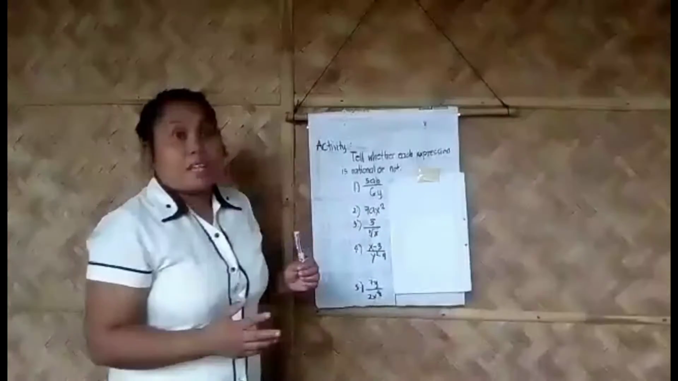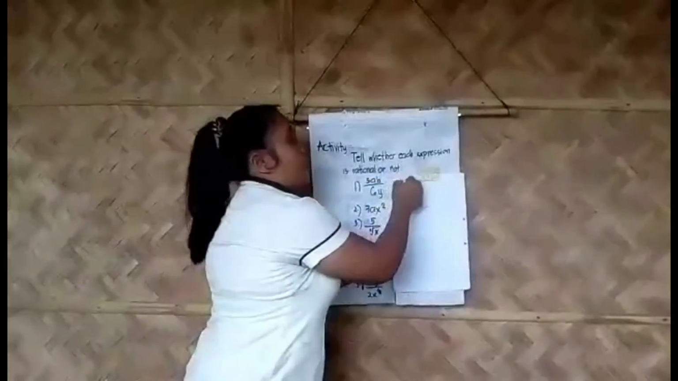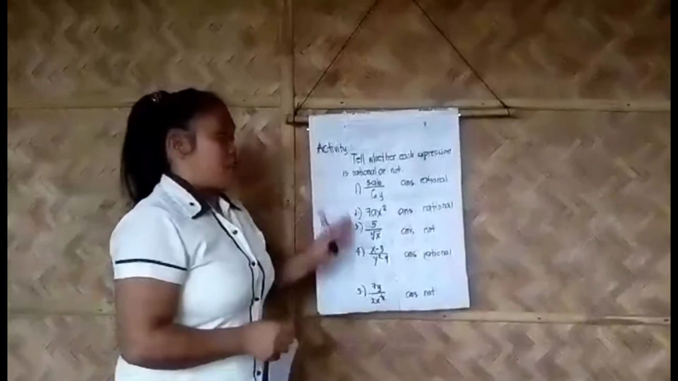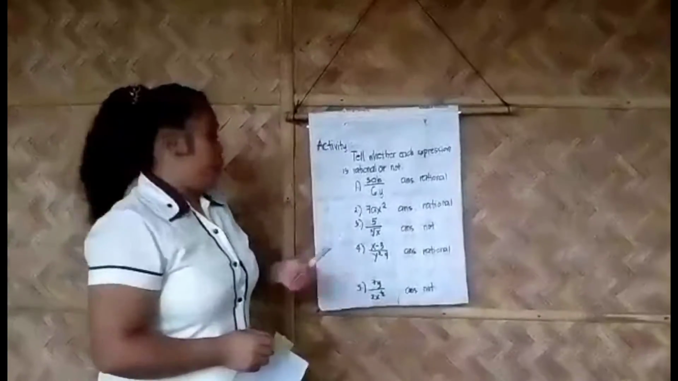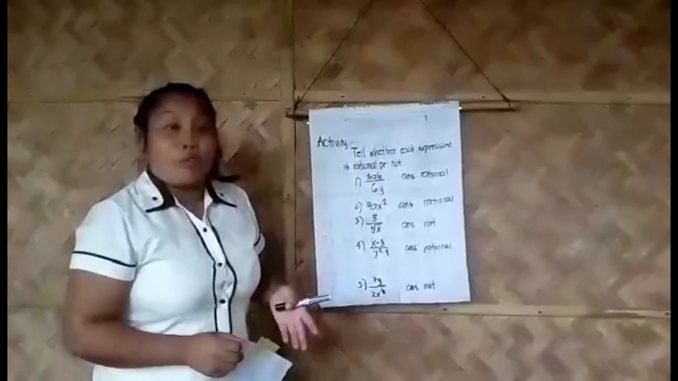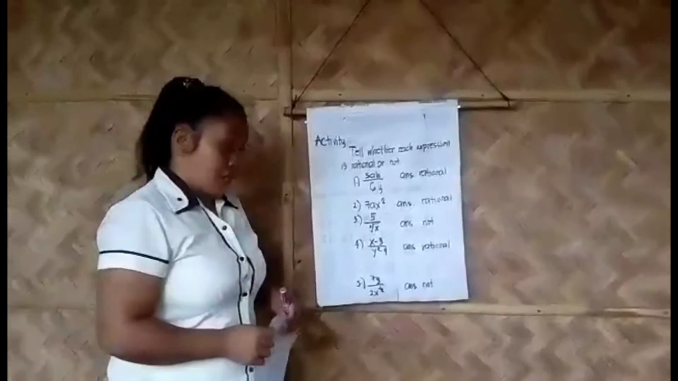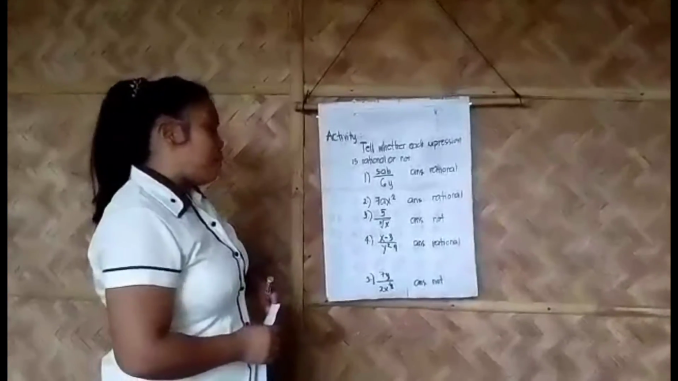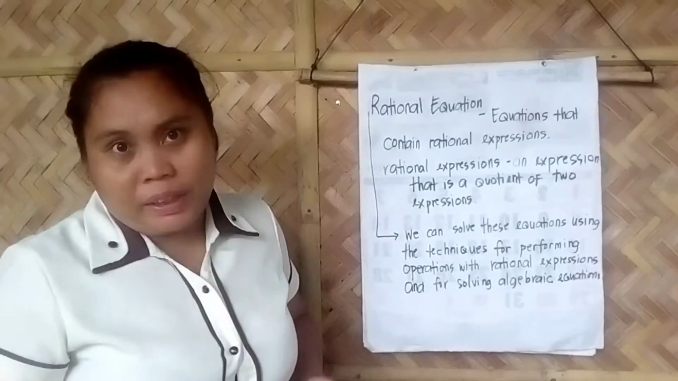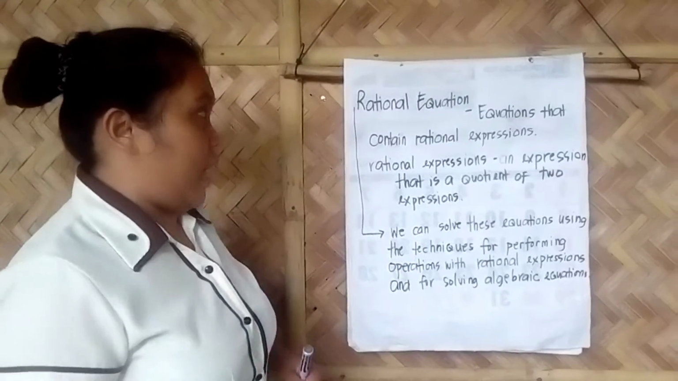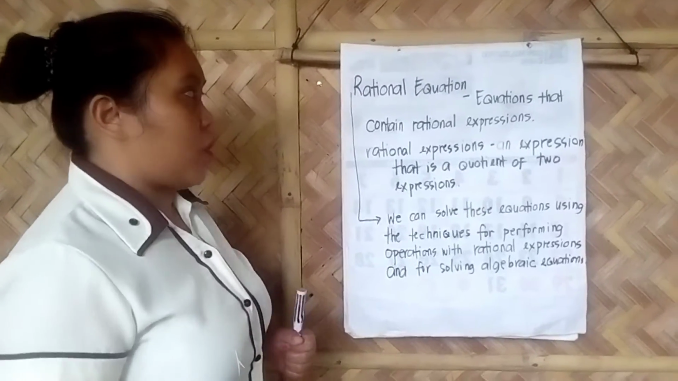Okay, time's up. So we have here the answers. Number 1, rational. Number 2, rational. Number 3, not. Number 4, rational. Number 5, not. Our activity a while ago is related to our topic for this day, which is rational equation.